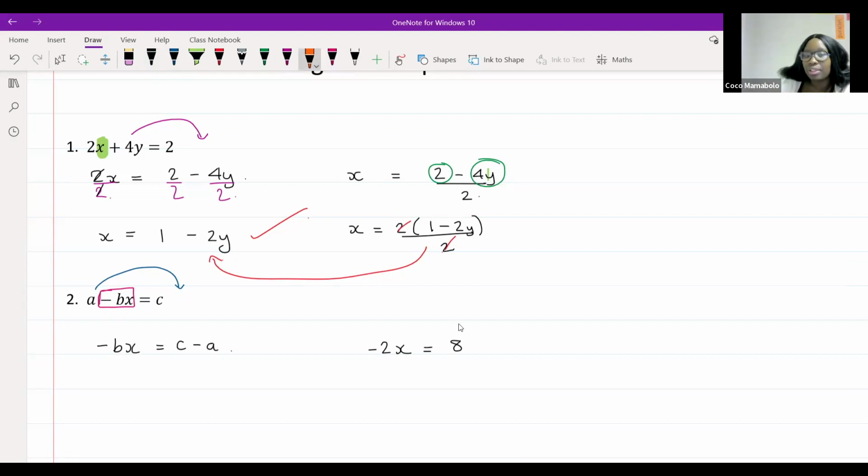We would divide by it, right? We would divide by negative 2. And whatever we do on this side, we would divide by this side as well. We would also divide by negative 2, right?